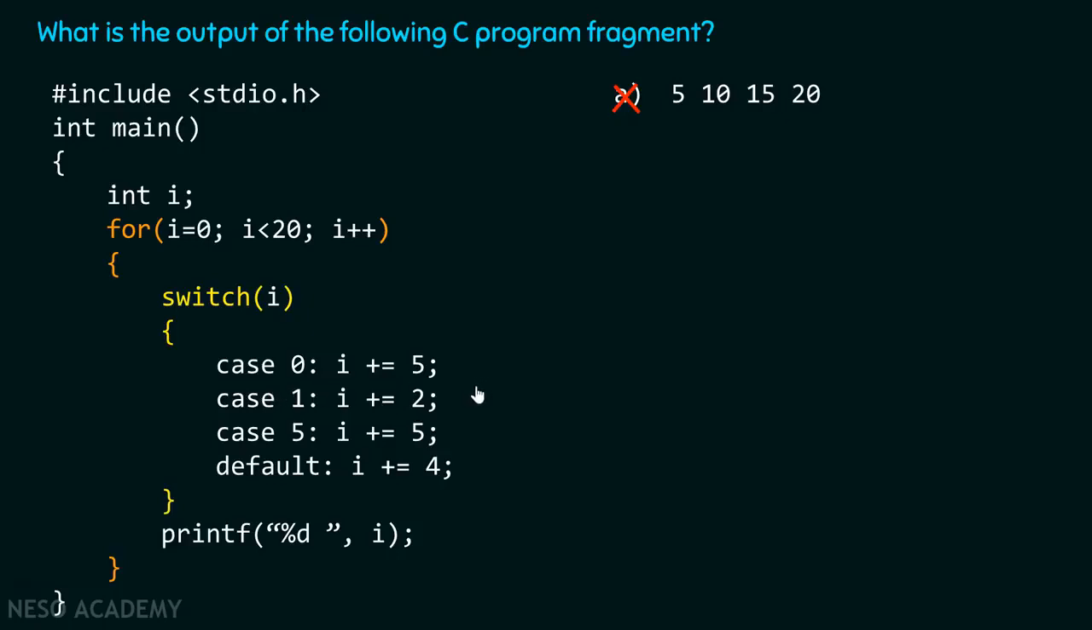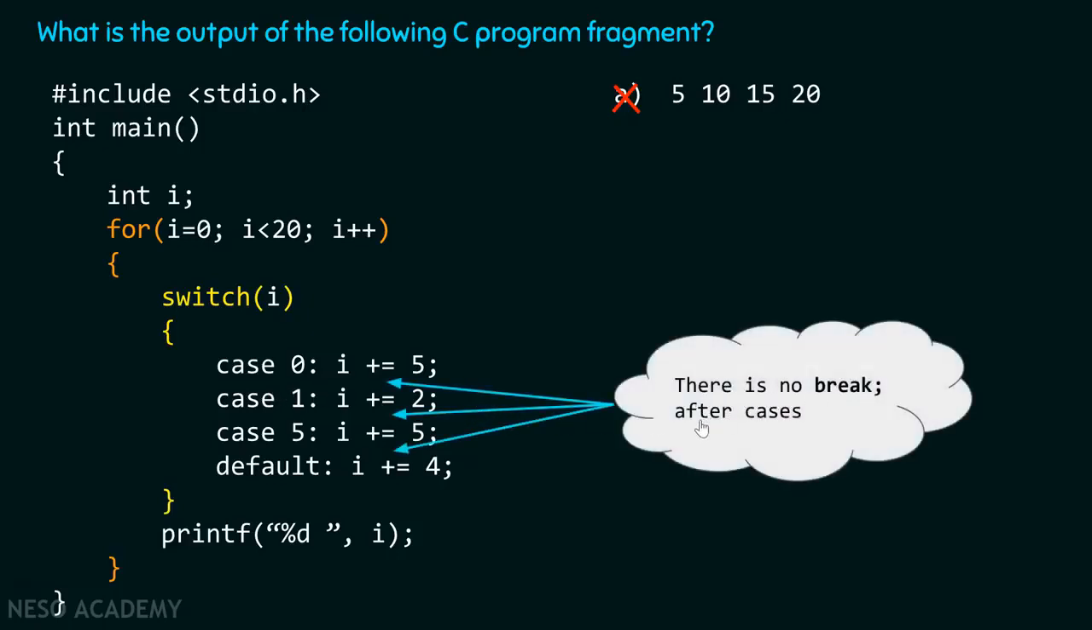As you can clearly see, there is no break after cases. If there is a break after this case, this case, this case and this case, then definitely the output is 5, 10, 15, 20. But because there is no break, output is totally changed. Now let's try to analyze this change. As I value is 0 initially, 0 is less than 20, condition is satisfied, we come inside this for loop. As 0 is matched with case 0, therefore I is incremented by 5. Because there is no break after this case, the next case will also get evaluated. This is what we need to understand. Even though 0 is not matched with 1, still this case will also get evaluated.